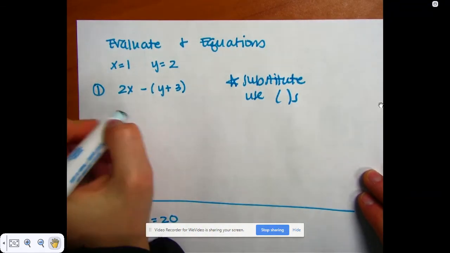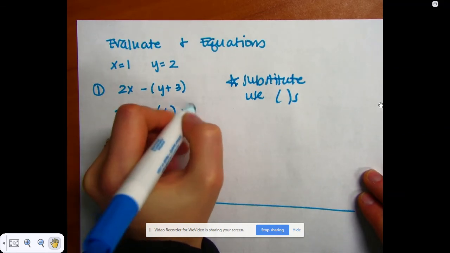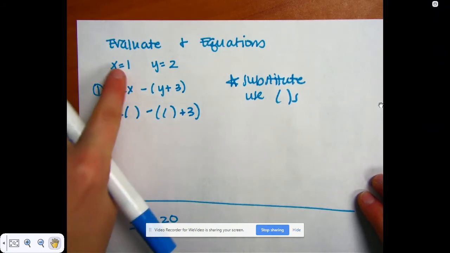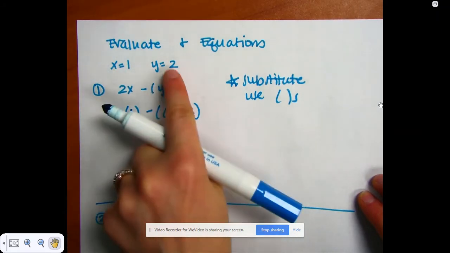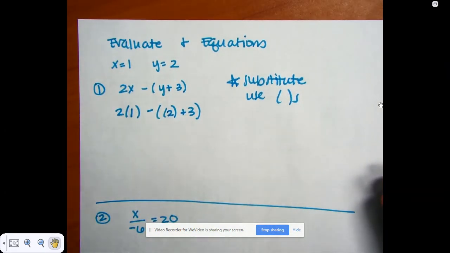All right, so instead of x, I'm going to put parentheses. Instead of y, I'm going to put even more parentheses. So it looks horrible, it looks confusing, but I'm going to take this 1 and put it in those x parentheses, and take the 2 and put it in the y parentheses. So if you want to write the number as you write parentheses, you can, or write the parentheses and then go back and put in your numbers.